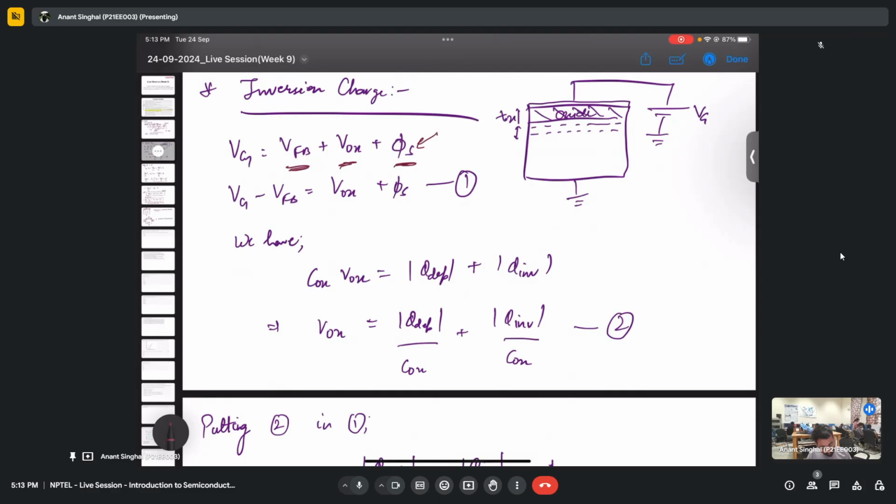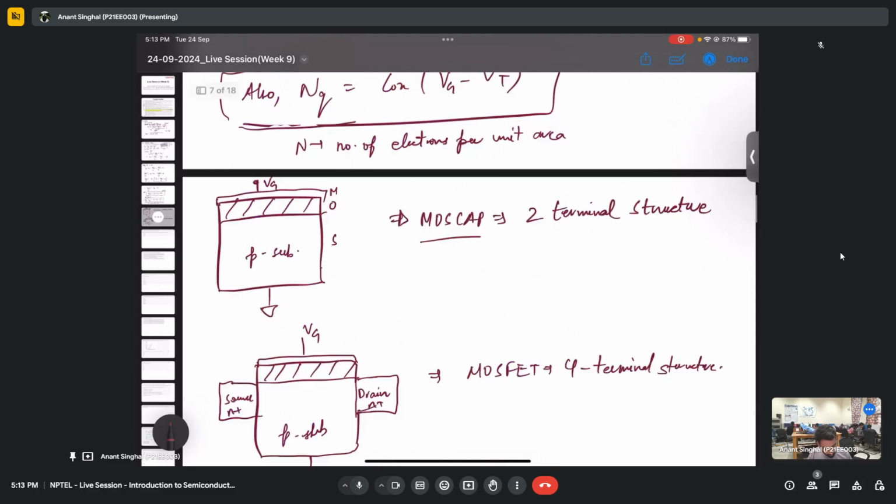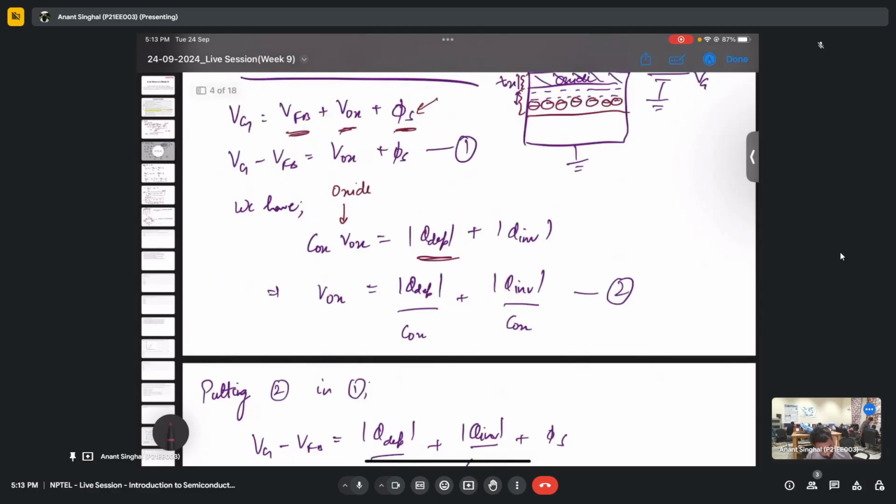So we know that the total charge should be constant on either side. So the total oxide charge should be equal to the depletion charge, that is the depleted carriers. Let's say I make some depleted carriers. So this is the total negative charge and this is the charge over the oxide. So Vox times Cox should be equal to the depletion charge plus the total inversion charge. So the total negative charge is equal to the total charge that we have on the oxide layer.